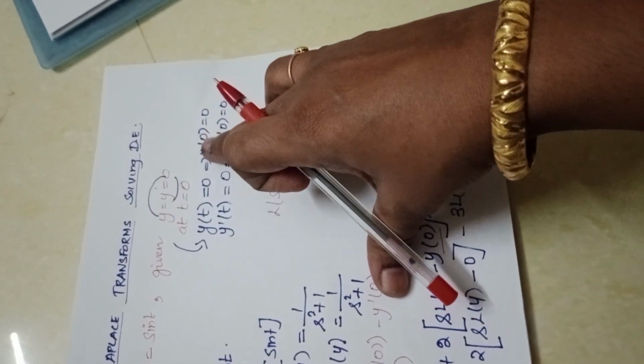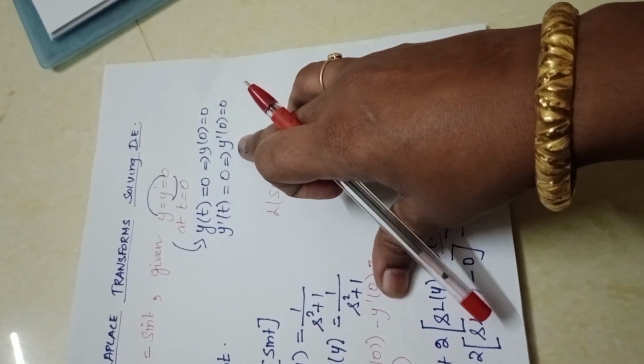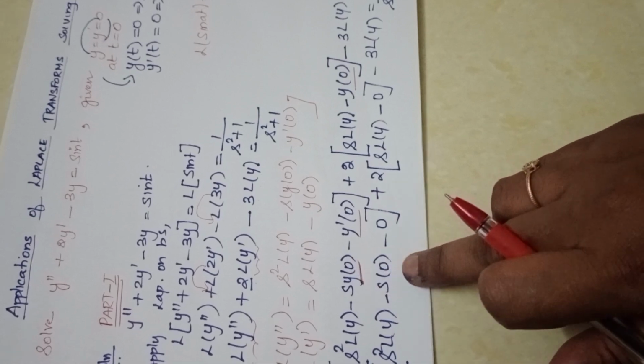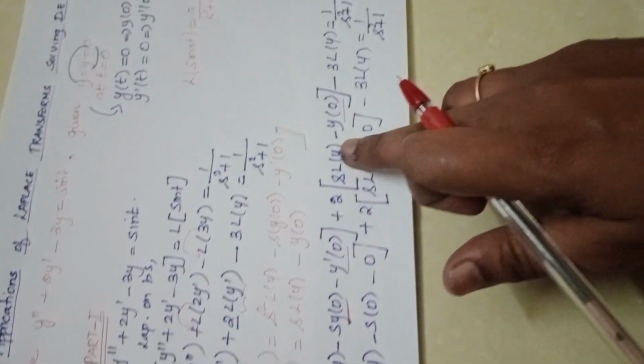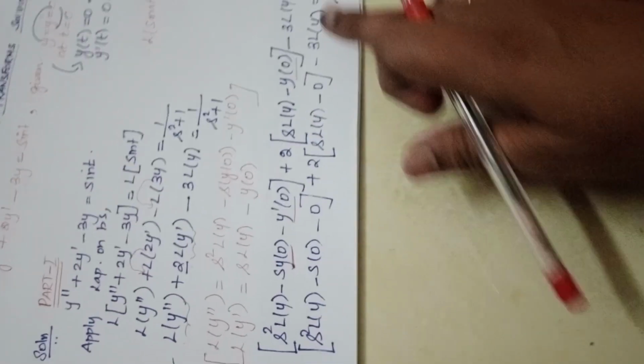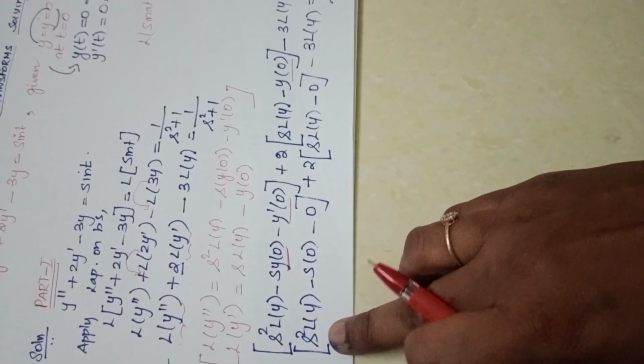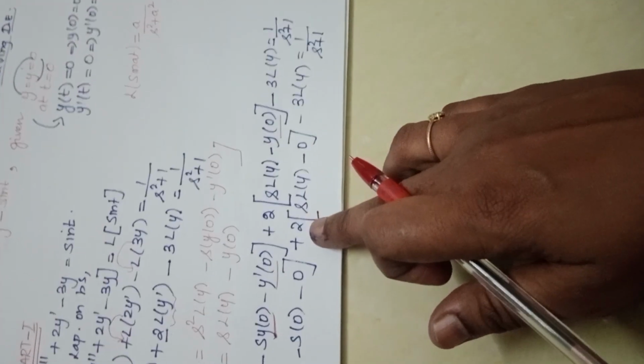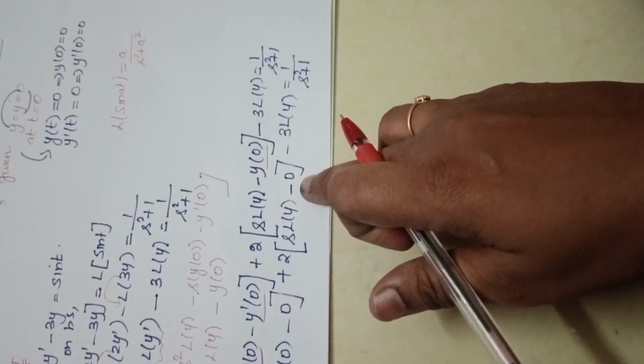By this way, we are able to get the y of 0 value and y dash of 0 value, and this is going to be substituted, y of 0 as 0 and y dash of 0 as 0, in both the bracket terms. So therefore, on solving, we will arrive at s square L of y, s into 0 will become 0, this 0 also will vanish. 2s L of y, this 0 will vanish.